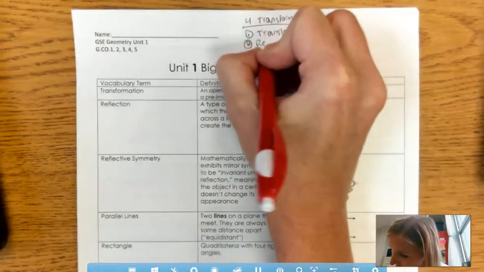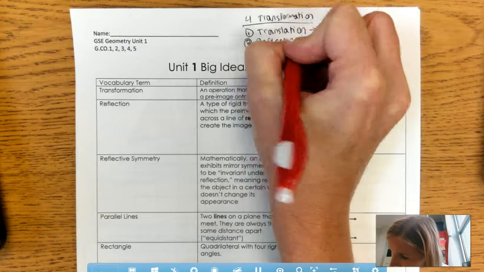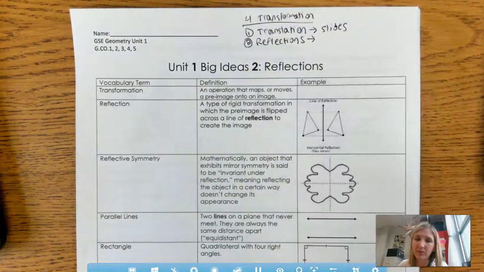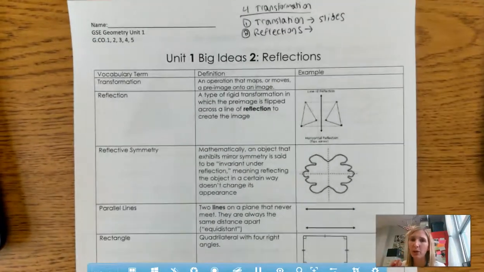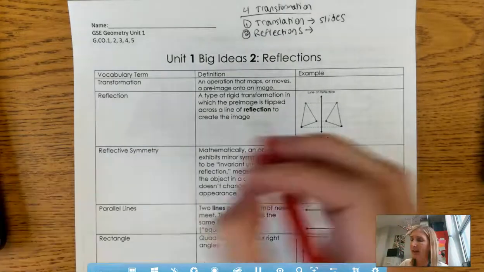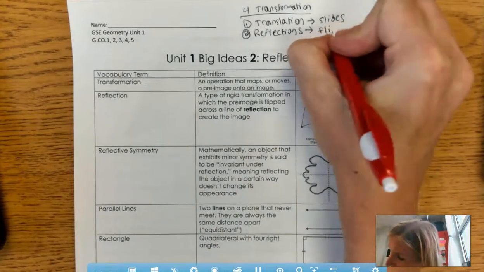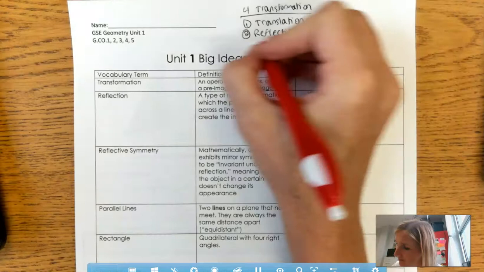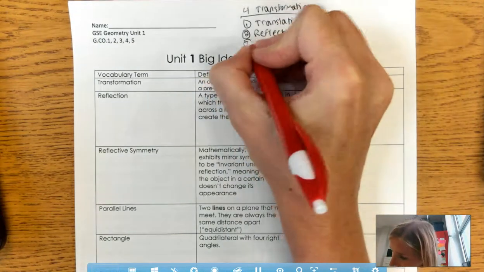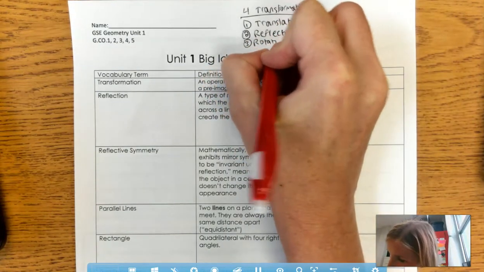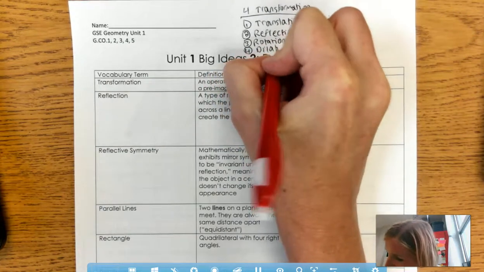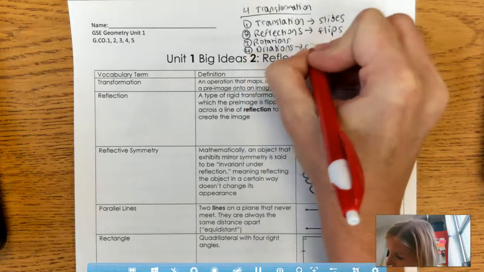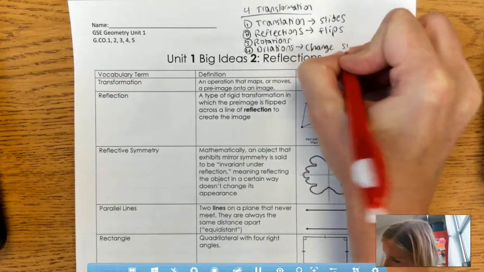Number 2 was reflections. We'll be studying that today. When you think of a reflection, think of yourself looking into a mirror. Your image is flipped. So I can describe reflections in one word, and that's flips. We heard about rotations, but we're not going to get into them today. And then we also heard about dilations, where we change the size.